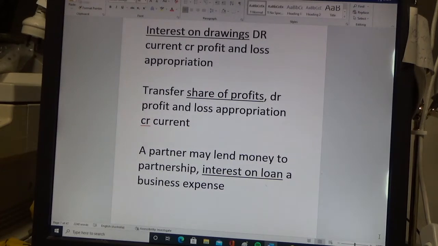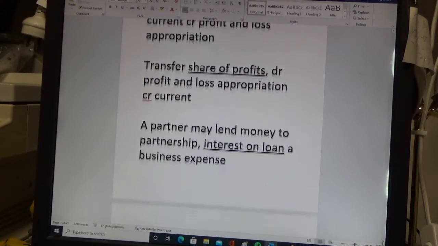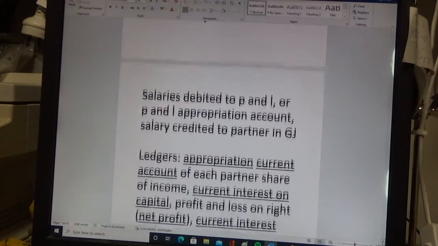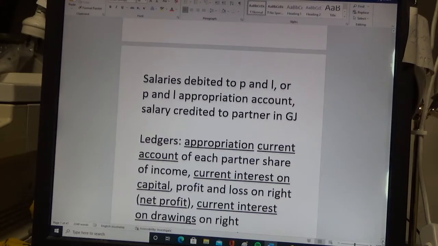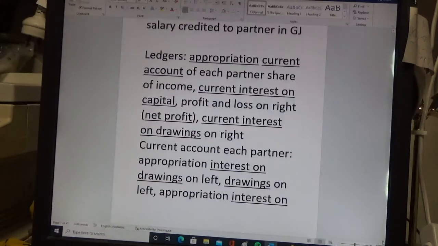A partner may lend money to a partnership, so they would get interest on their loan, and the other partners would have to pay that partner interest. Salaries are debited to P&L, and P&L appropriation account. The salary credited to partner in general journal. Look up that entry. I can't have every single general journal entry for you.